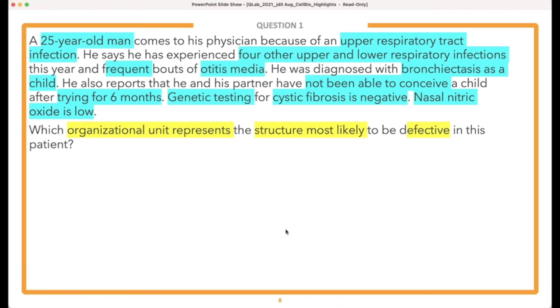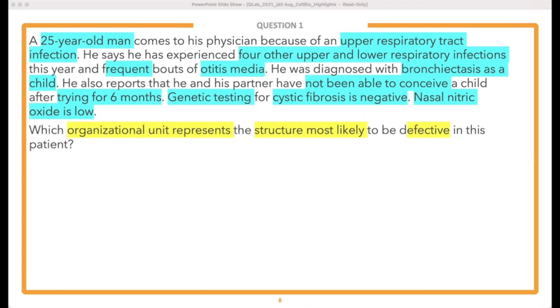Then they'll usually tell you why the patient came to see the doctor, why they went to the hospital, why they went to the ER. In this case, it's because of an upper respiratory tract infection. They also gave us some other past medical history. Always important to take note of that, especially as you can see there's kind of a theme, a lot of infections, right? So you should be highlighting that.